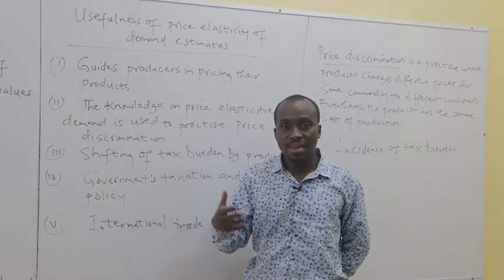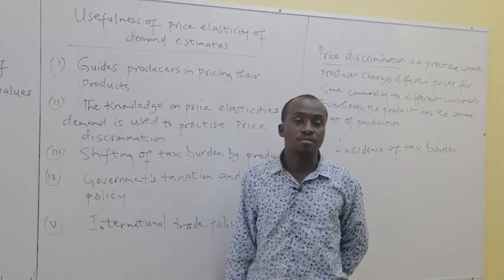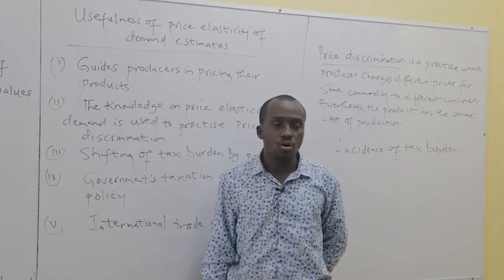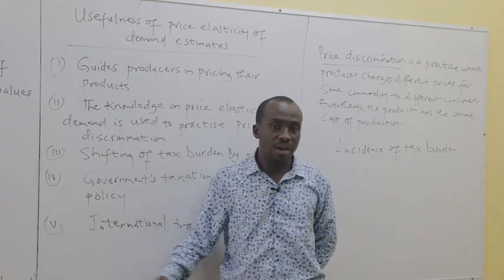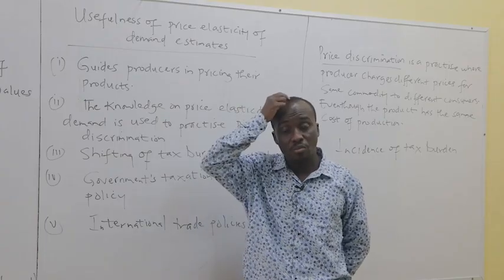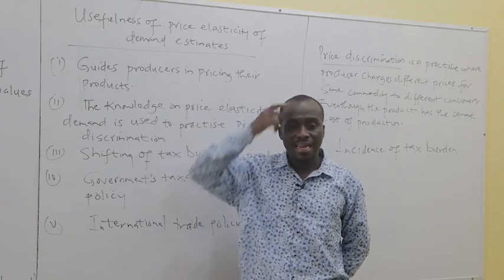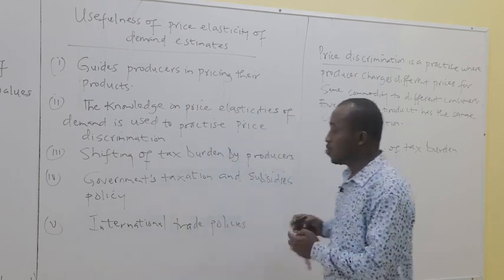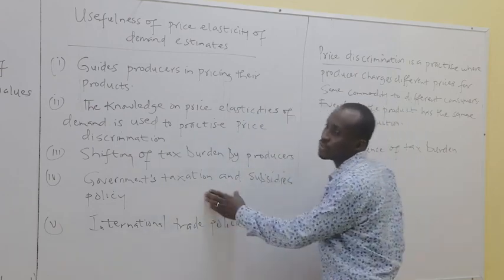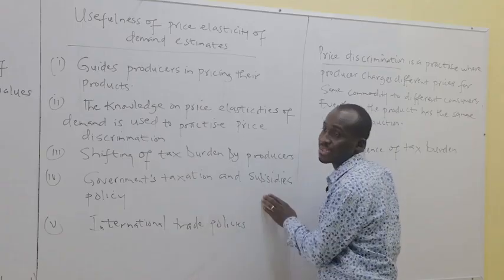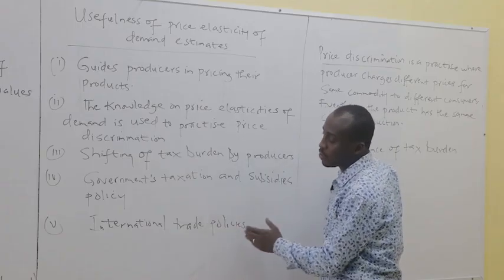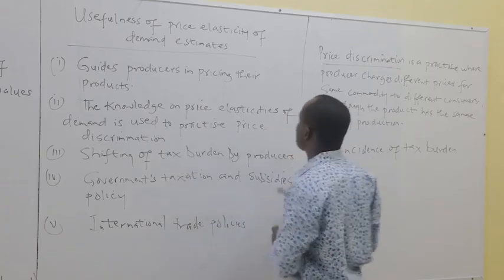Government can impose less subsidies on goods that are inelastic. Because maybe government thinks that these people, even if the price is high, they still buy. So there's no need to give them more subsidies on goods that are inelastic. So government can look at goods that are elastic, give them more subsidies, and goods that are inelastic, give them less subsidies.